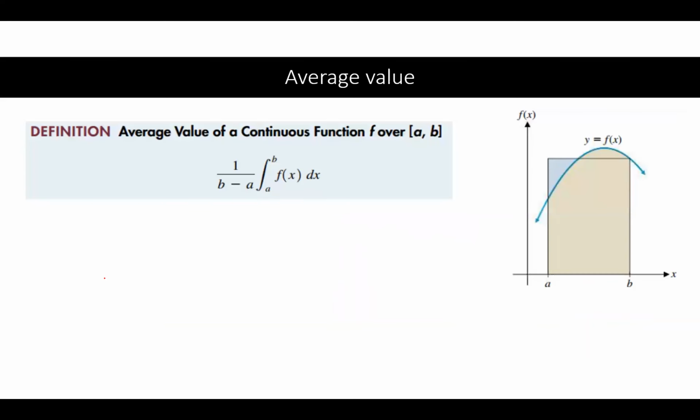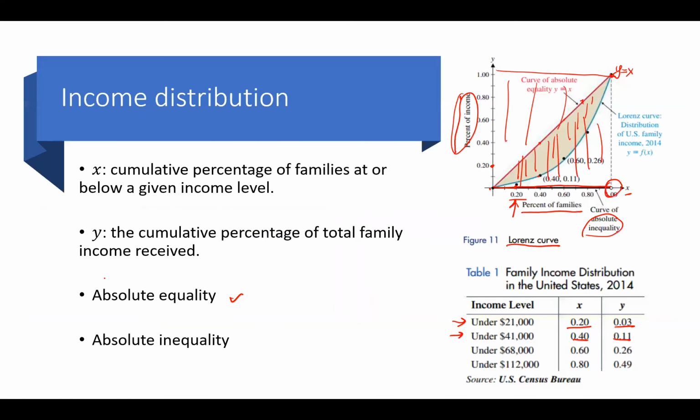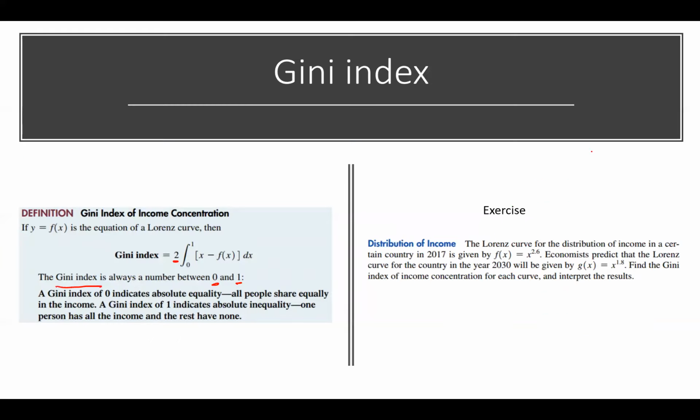When it's 1, it means that we're calculating 1 is 2 times 0.5. So this area is 0.5, right? If we do the calculations, it can be 0.5. And when Gini index is 1, this represents absolute inequality, right? So absolute inequality. And if it's 0, it represents absolute equality.